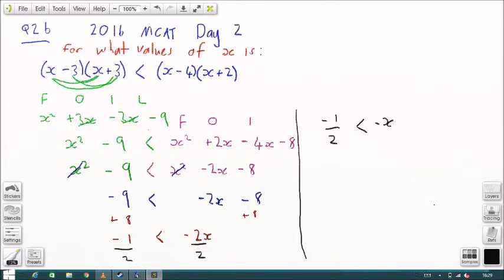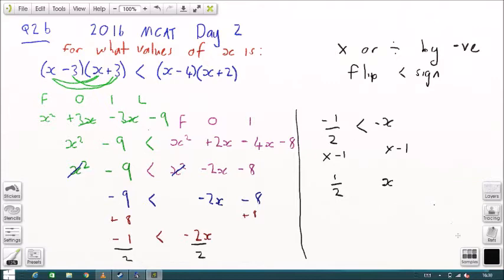So it's going to give you negative a half is less than negative x. Now here's the rule, we have to treat it differently. Don't forget, if you multiply or divide by a negative number for an inequation like this, you have to flip the inequality sign. So I'm going to multiply both sides here by negative 1. All that's going to do is change the sign, so it's going to become a positive a half, and we're going to have positive x on the right hand side.